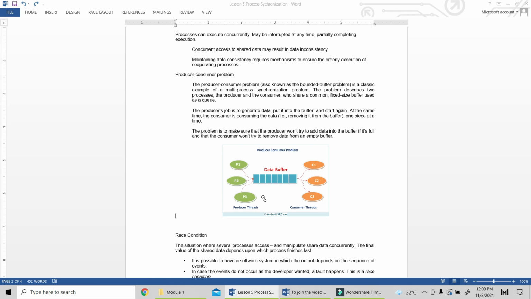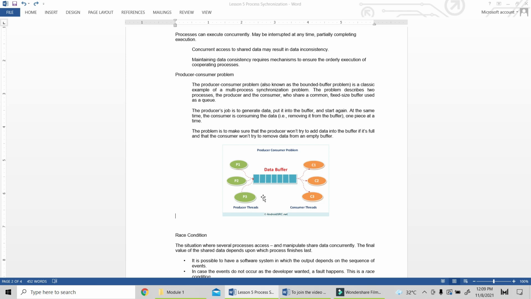The first one is the producer cannot store data when the data buffer is full. And then number two is when the consumer tries to remove data from the buffer, but the buffer is empty. And then the third one is when the producer and the consumer try to access the buffer at the same time, like the producer will try to store data, and then the consumer will try to remove data at the same time. So those are the three most common problems.